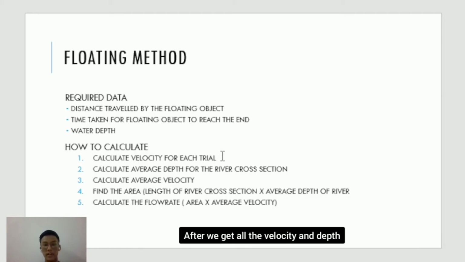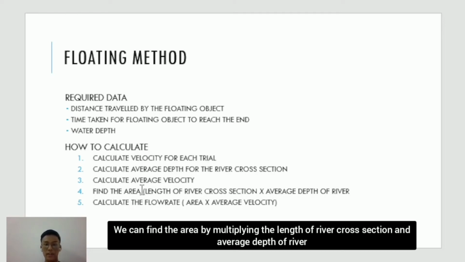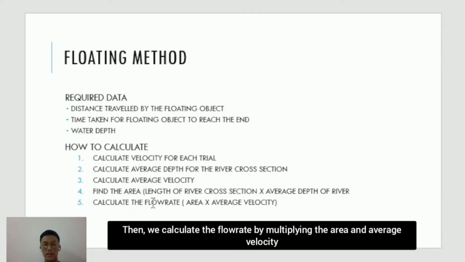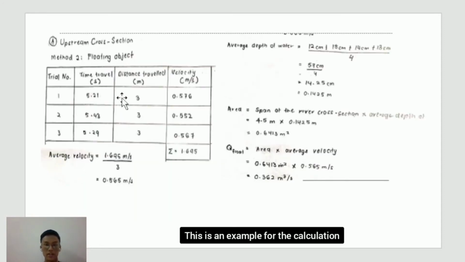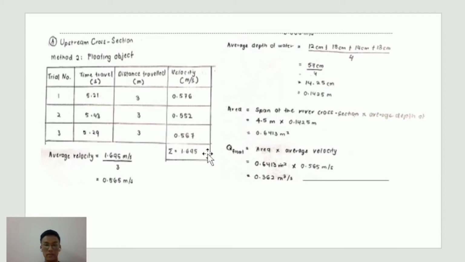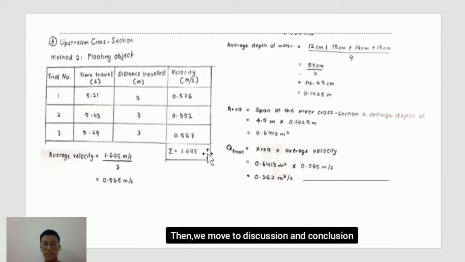After we get all the velocity and depth, we can find the area by multiplying the length of river cross section and average depth of river. Then we calculate the flow rate by multiplying the area and average velocity. This is the example of the calculation. And we move to discussion and conclusion.